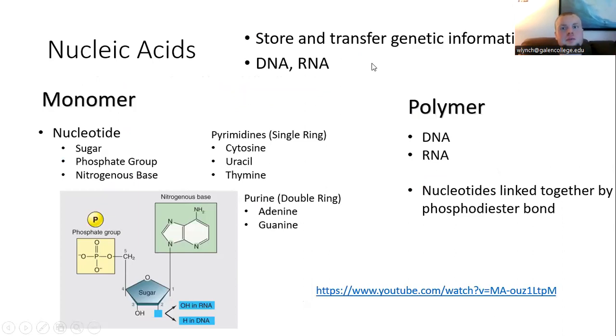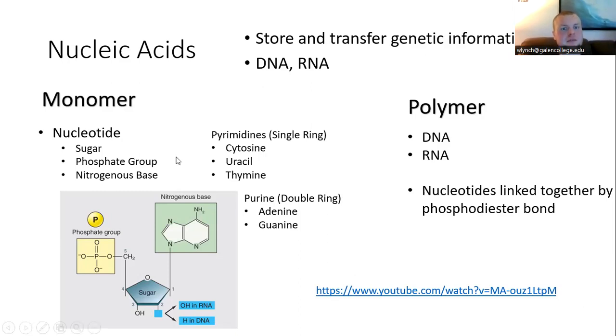Nucleic acids we find mainly in genetic material. So here we have it in DNA and RNA. The monomers are known as nucleotides. We have 2 groups, pyrimidines and purines. The pyrimidines are going to be cytosine, uracil, and thymine. Thymine is present in DNA. Uracil is present in RNA only. The purines are a double ring structure, and those are adenine and guanine.